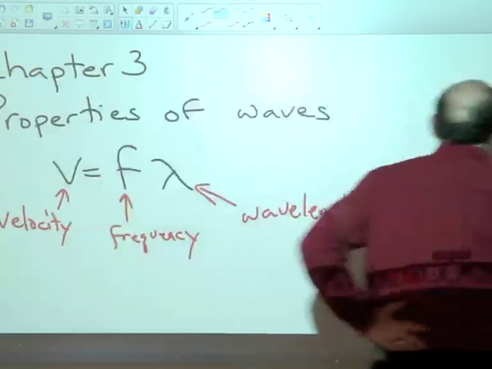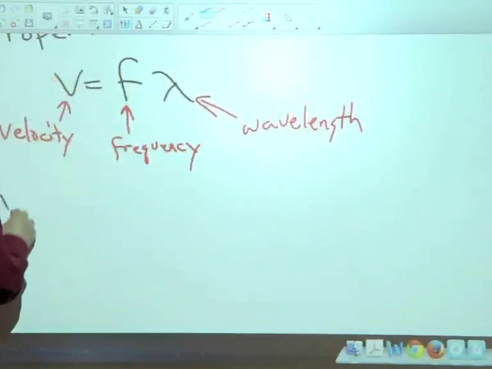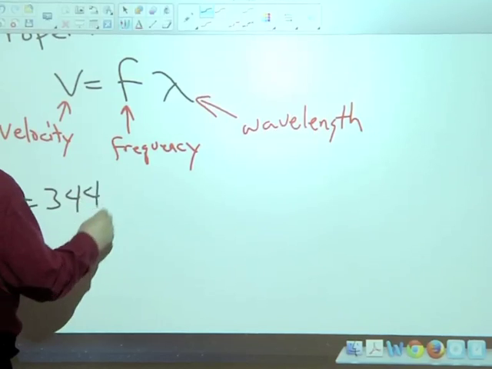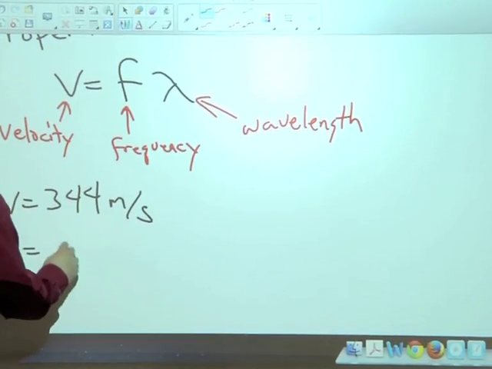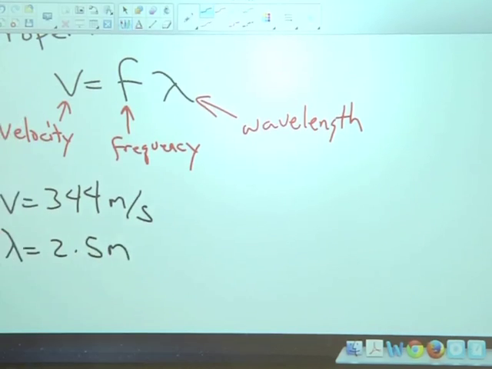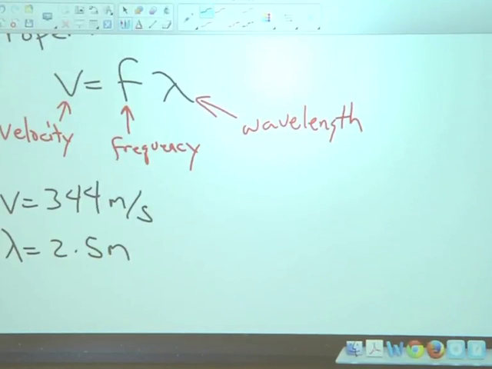So then, given something like this, if V is 344 meters per second, the wavelength is 2.5 meters, what would be the frequency? Plug into the toy. Now the question is, can you plug it into the toy and get the right number?